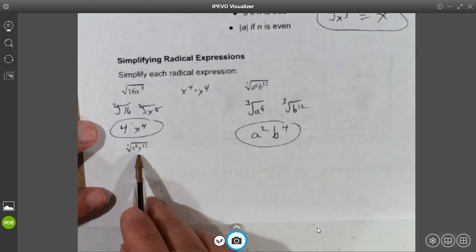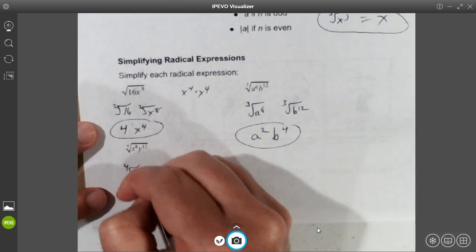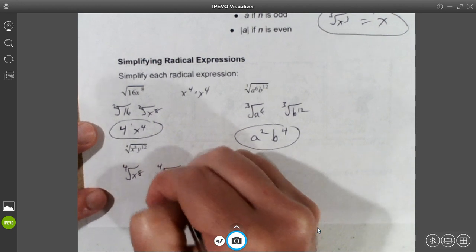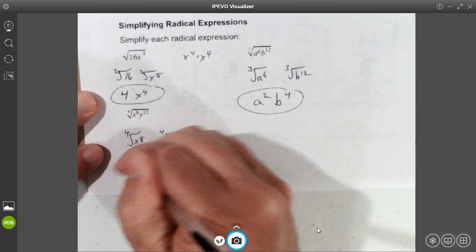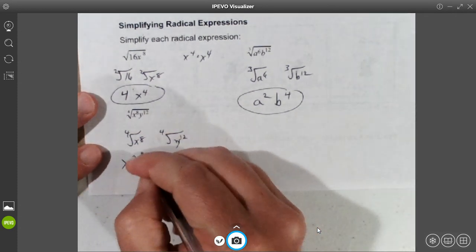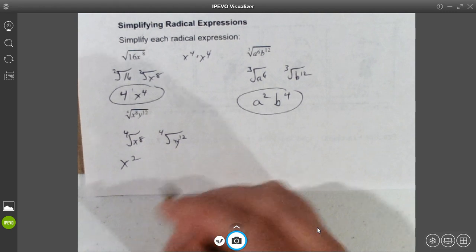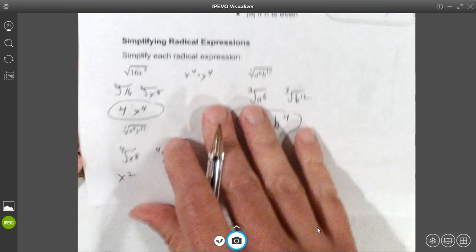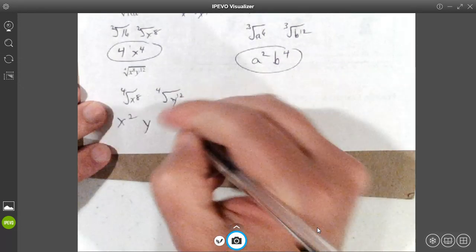And here, the 4th root of x to the 8th and the 4th, so this would be the 4th root of x to the 8th and the 4th root of y to the 12th. So again, 8 divided by 4, that's x squared. And I probably should have absolute values around that, but x squared, no matter what x is, is always going to be positive, so the absolute values really are kind of pointless. And here I would get 12 divided by 4, I would get y cubed.